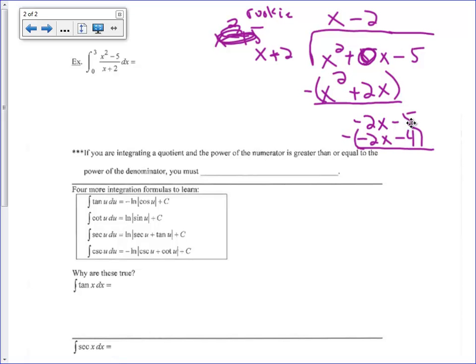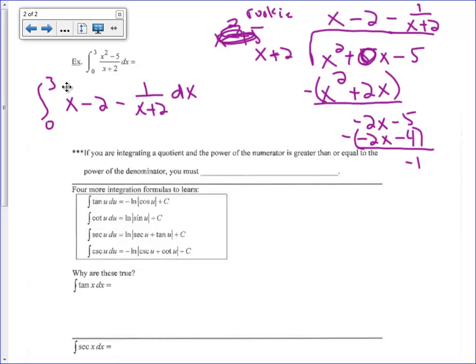Okay, those cancel, and negative 5 plus 4 is a negative 1, and what you do with your remainder is you write it as 1 over the divisor. And I know that's not fun, but that's how you're going to have to deal with this. And so we're going to turn this into the integral from 0 to 3 of x minus 2 minus 1 over x plus 2 dx. We have changed our integral by actually dividing.